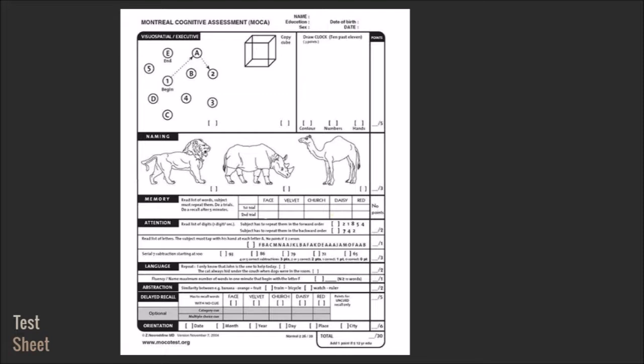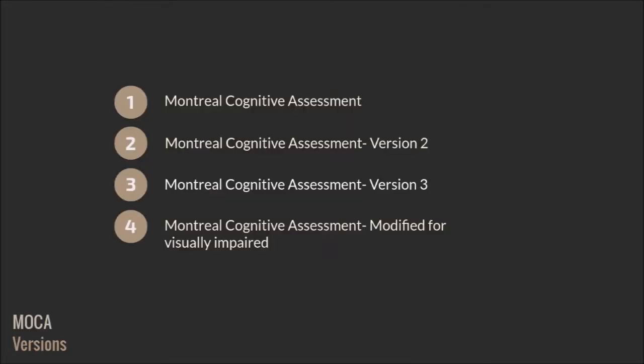As you can see, there are 8 subsections. This is the visuospatial and executive functioning, naming, memory, attention, language, abstraction, delayed recall, and orientation. These sections will be further explained later on in this video.